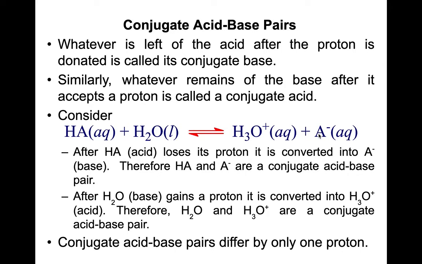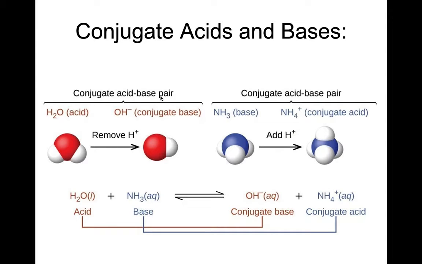So these conjugate acid-base pairs will always differ by just one proton. This conjugate base has one less hydrogen than its acid did. Meanwhile, this conjugate acid has one more hydrogen than its base did. Here's one more picture to demonstrate that.